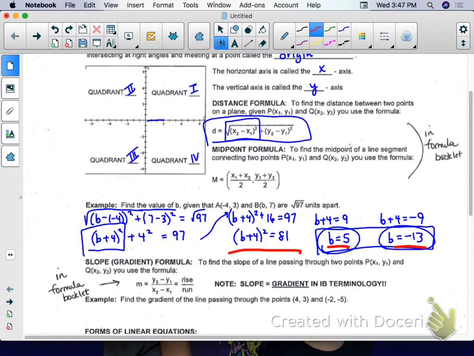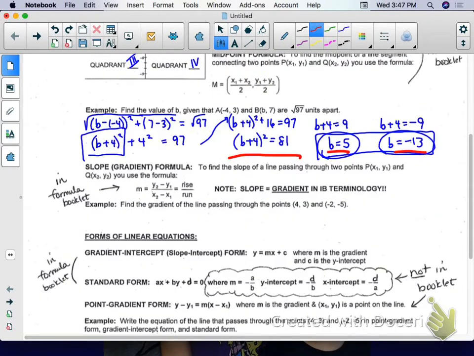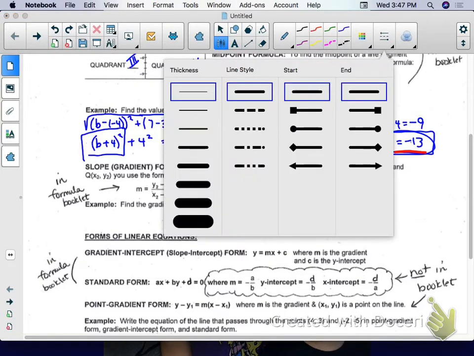Okay. All right, next we have the slope or the gradient formula that is in your formula booklet. Now, a lot of times in IB, instead of seeing the word slope, you'll see the word gradient, so make sure that you're okay with that. Real quick review here of slope.